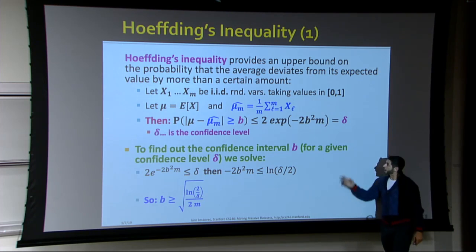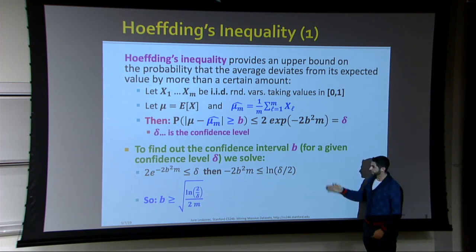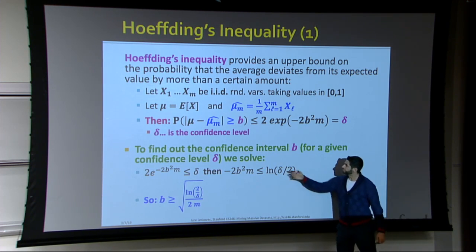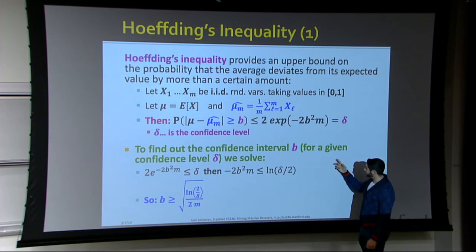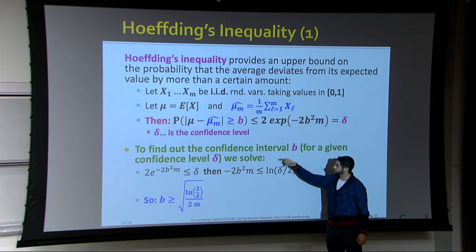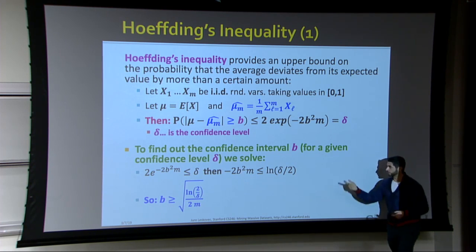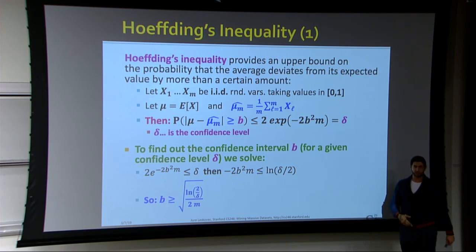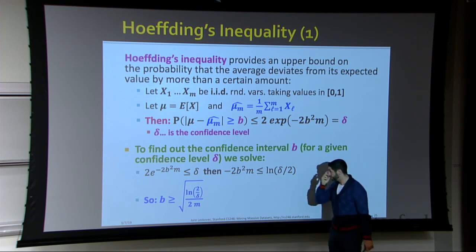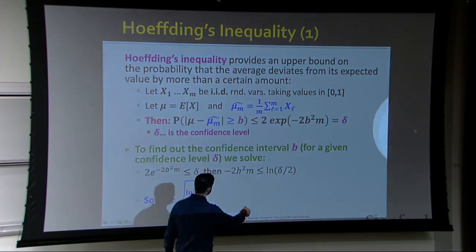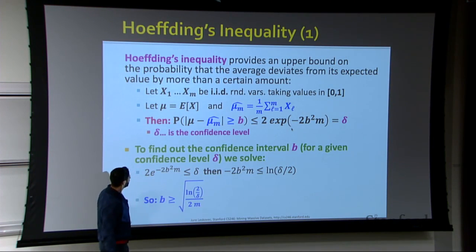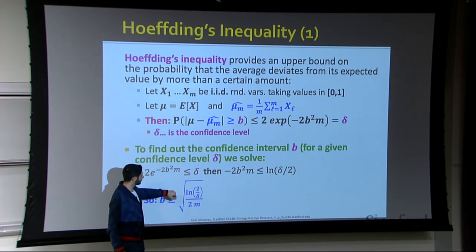So how do we go from this inequality, Hoeffding's inequality, into something actionable that we can use for our computation? What we find is that the confidence interval b is going to be connected to our confidence level. So let's say our delta is 95% or 99%. That will turn into a specific value of b. So we take this quantity right here, which we wrote here, and we want this quantity to be less than or equal to delta.